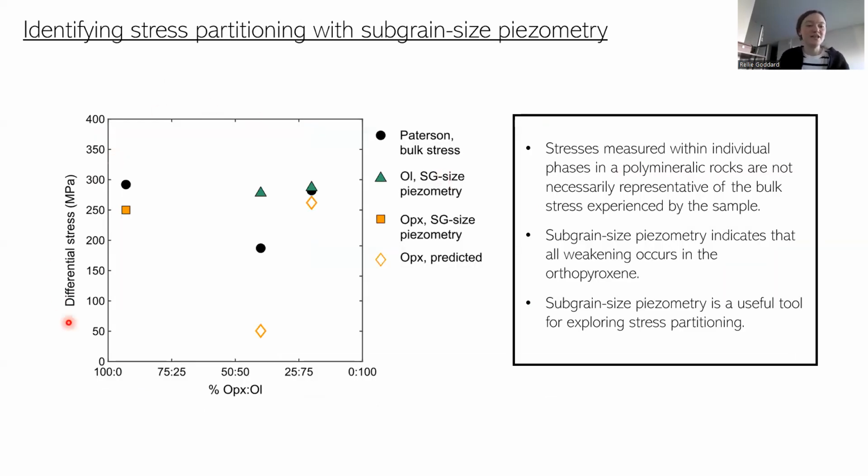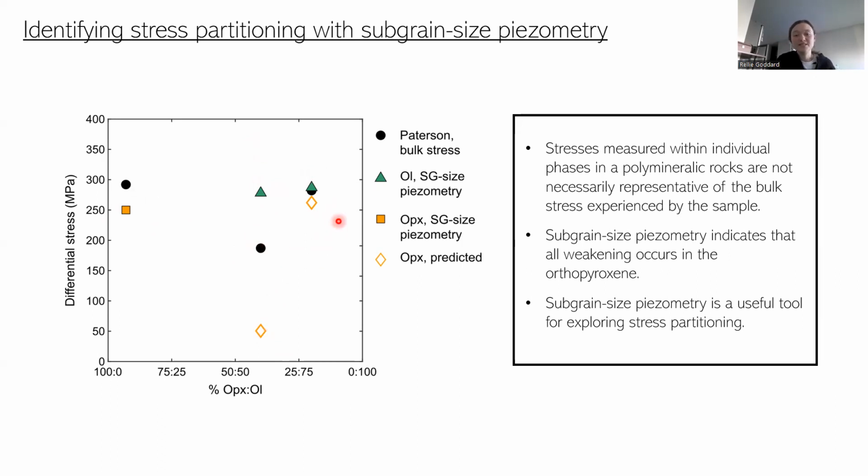And that's what I've done here. You've got differential stress on the y-axis and proportion of olivine and orthopyroxene on the x-axis. And the bulk stress is these black circles. And then you've got, in the green triangles, olivine subgrain-size piezometry, and in the orange, orthopyroxene. And even though we can't measure stress from subgrain-size piezometry in two of the orthopyroxene samples, we can work out what we would expect the stress to be if it needed to average out at the bulk stress experienced by the sample.